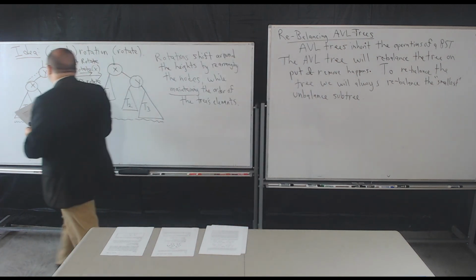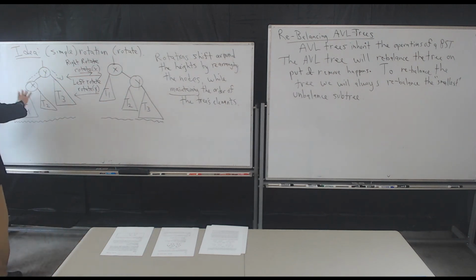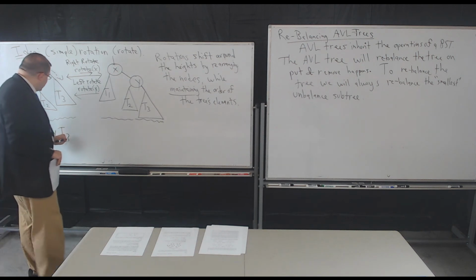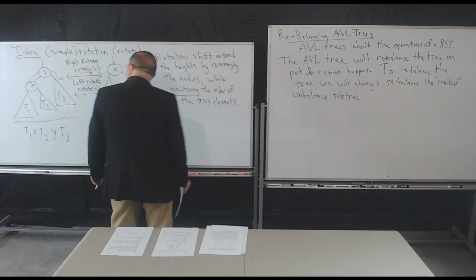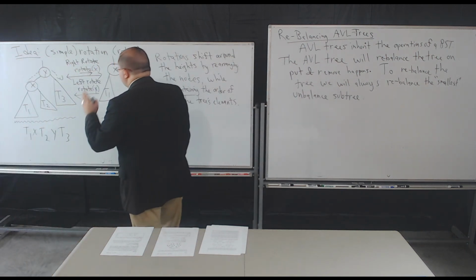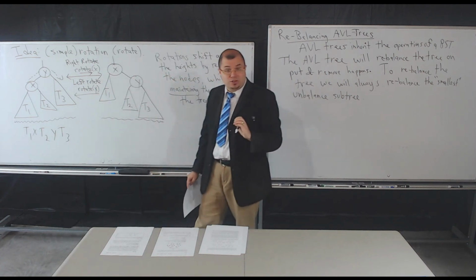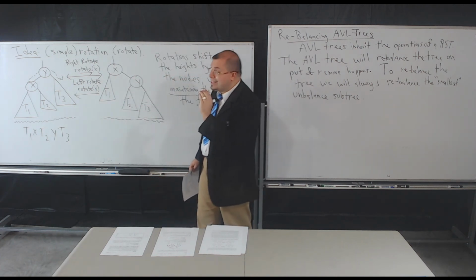If I read this off as an in-order traversal, what would it look like? Well, I visit all my children in the left, so this would be T1. Then I would visit X, and then I would visit my right, T2. Then I would visit Y, and then I would visit all the nodes in T3, right? That's what the in-order traversal should do. And remember, we still have to maintain the binary search tree property. That's why these rotations need to do this.